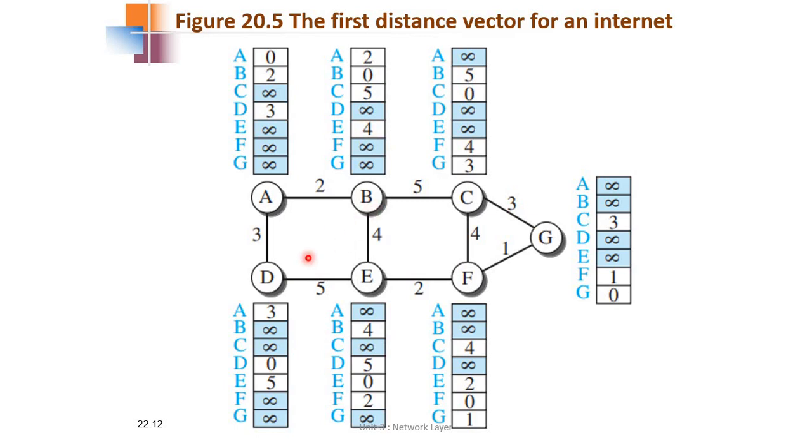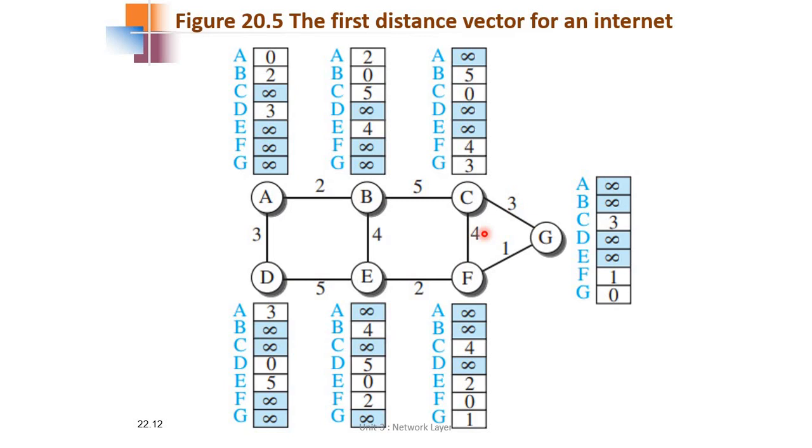But D, F and G, I don't have direct connections with node B, so I'm going to mention these as infinity. Infinity means I don't know about it. I don't know what is the distance between B and the other nodes which are very far away. Likewise, all the routers are updated about their own information. So now every router has its own information. That is the first step. Now what is the second step we have to do?